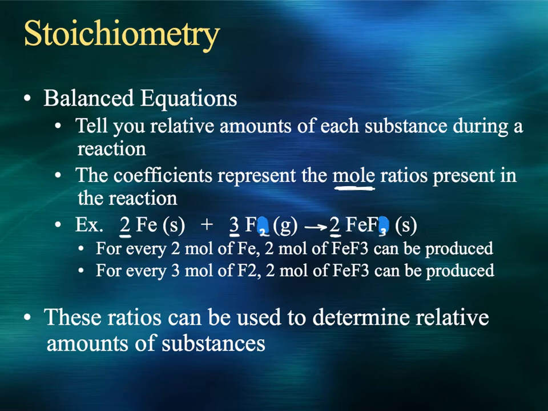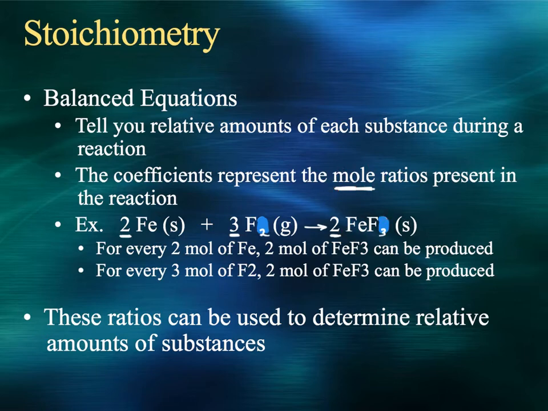Okay, mole ratios. So that'll mean for every 2 moles of iron in this reaction, I need 3 moles of fluorine gas to react with it. Moles, not mass. So it's not 2 grams of iron with 3 grams of fluorine gas. Okay, that's not how it works. It is for mole ratios.